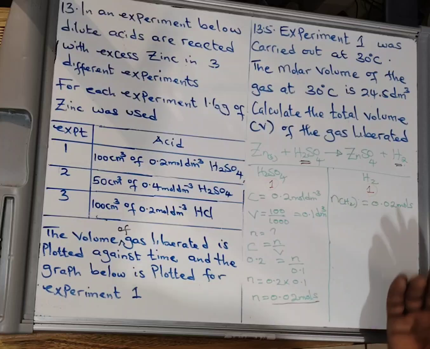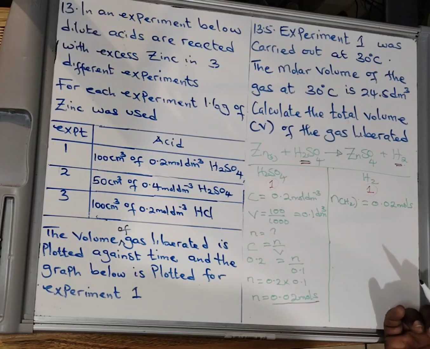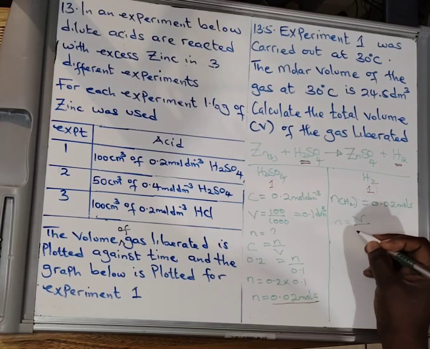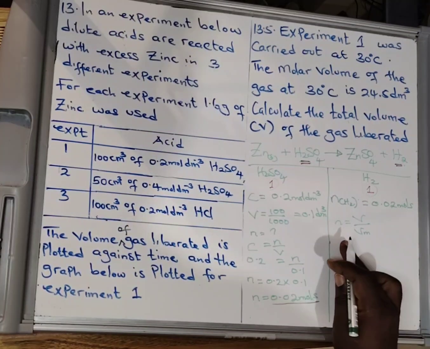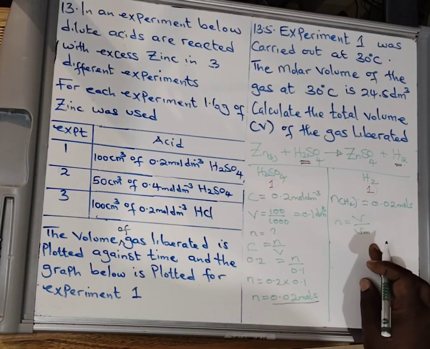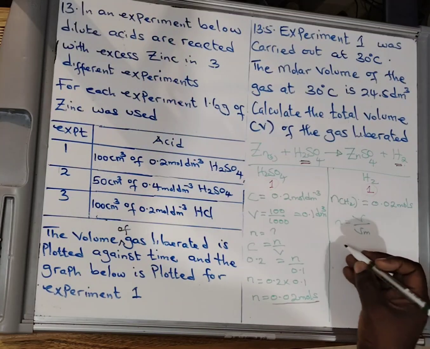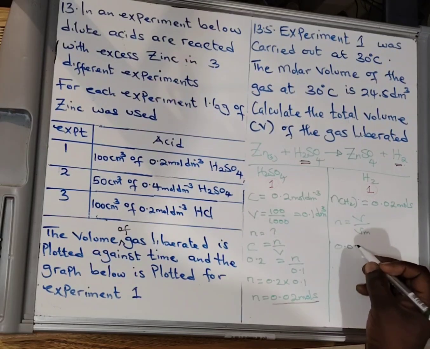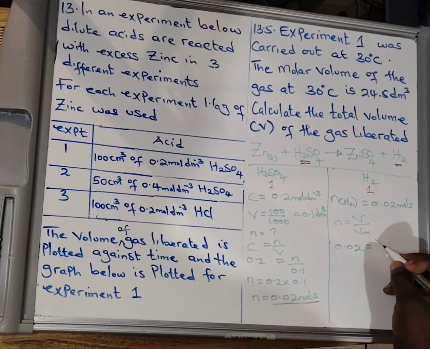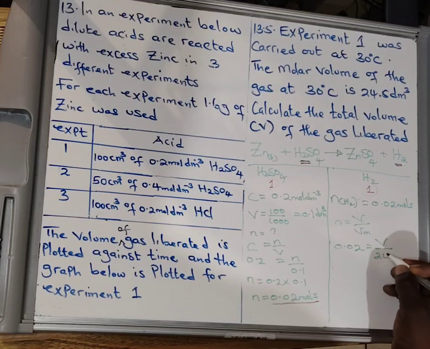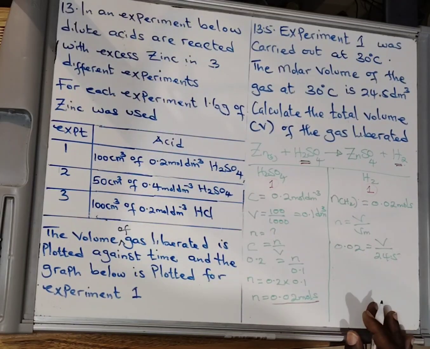You convert number of moles to volume using the equation which is well known, which is V over Vm. Number of moles is equal to volume of gas liberated over molar volume of the gas at that given temperature. So number of moles is going to be 0.02, and the volume of gas liberated is wanted, but we know our molar volume, which is 24.5.